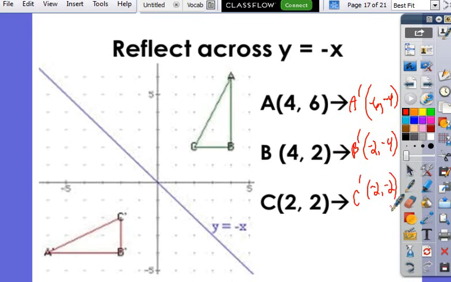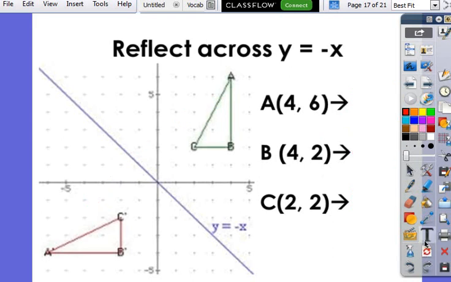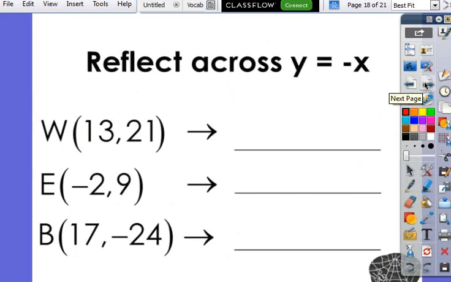All right. Now, how could you, or why should you have known that those were all going to be negative? When I flip it over the y equals -x, it's going to go from here and flip across over there. So the first quadrant, or fourth quadrant, has got to be all negative. Or excuse me, third quadrant. All right, so reflect those across the y equals -x. W prime, -21, -13, -9, 2, -24.